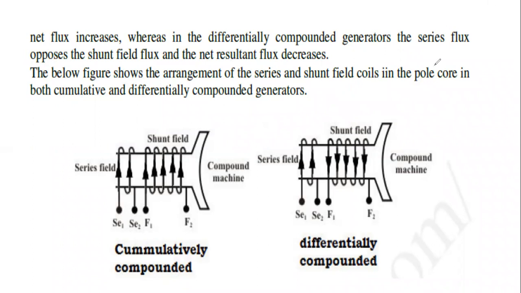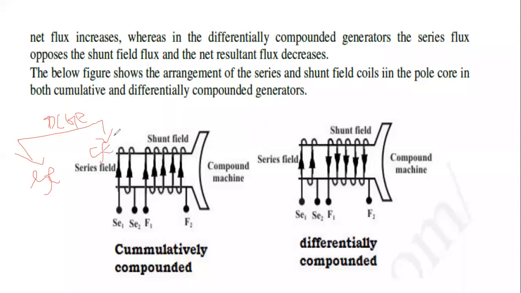We have mainly two types of classifications depending upon the field excitation. The DC generators are classified into two types: self-excited and separately excited. According to the excitation, the DC generators are classified into two types, that is separately excited and self-excited.